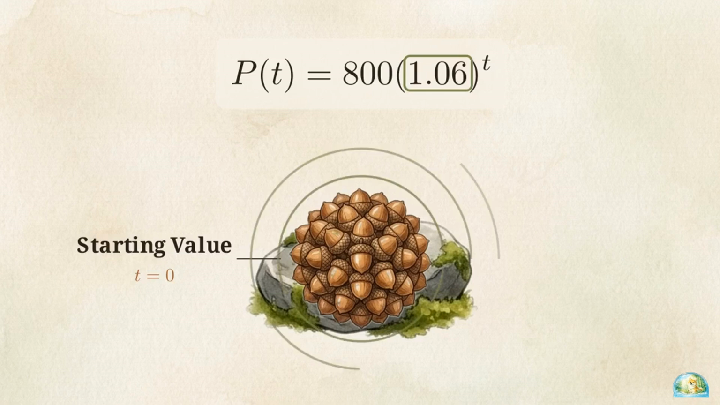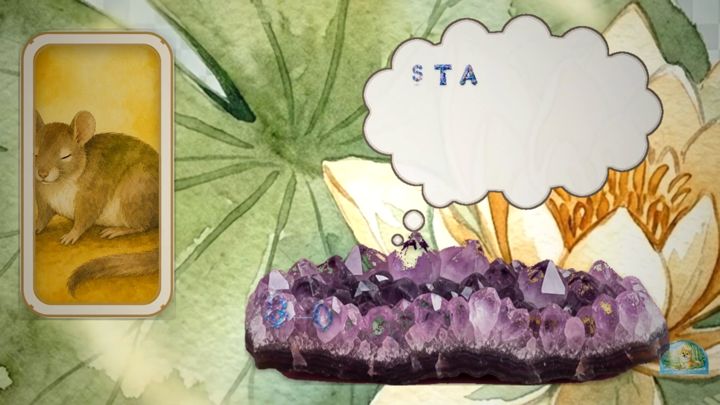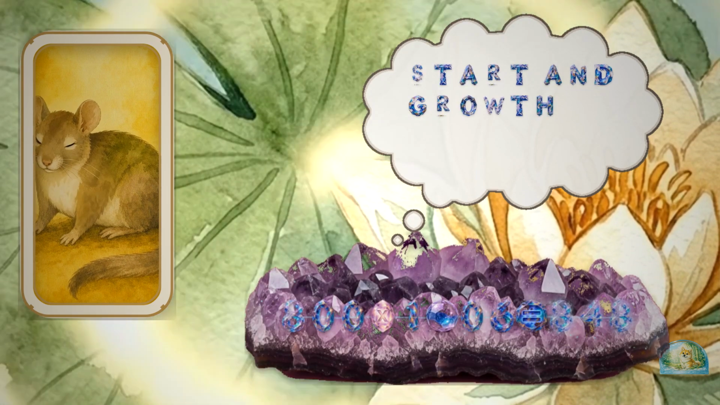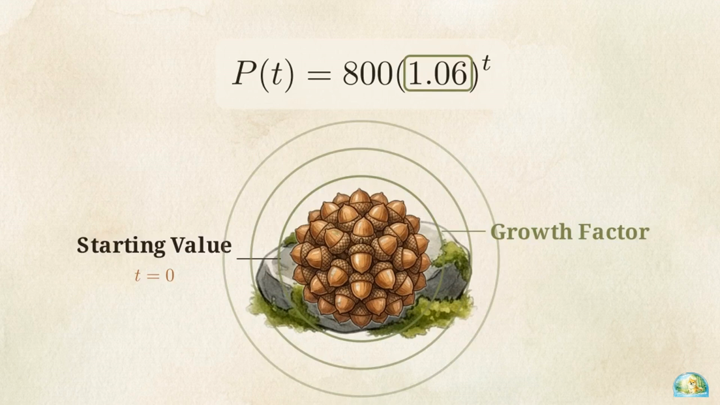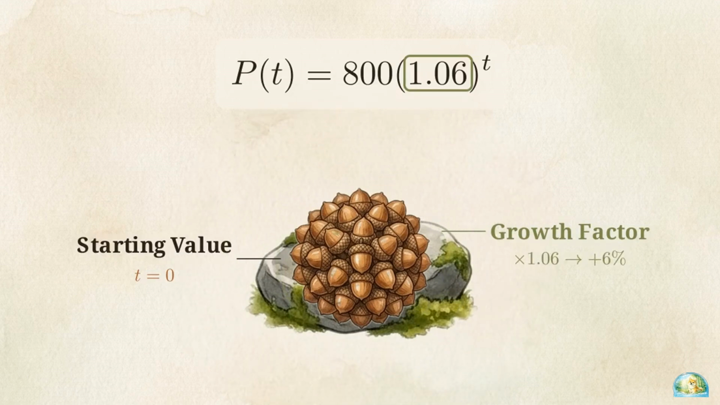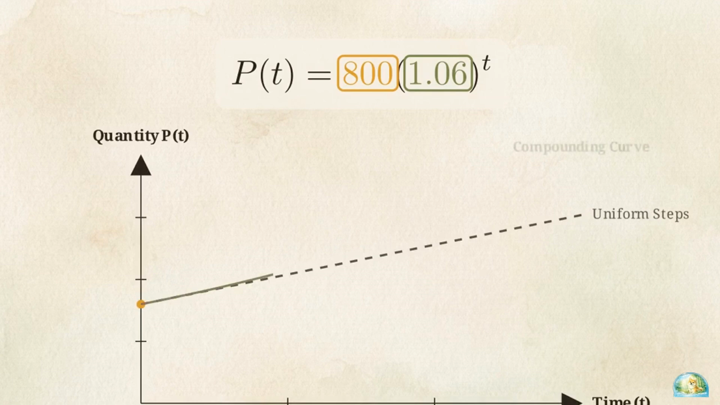The base of the exponent operates differently. Instead of adding a constant value, 800 is the starting value, and 1.06 is the growth factor. This base functions as a repeated growth factor. In context, it means the quantity grows by 6% each time unit. Exponential models separate the starting physical reality, that leading coefficient, from the compounding multiplier. The result is a compounding curve, distinct from a straight line of uniform steps.